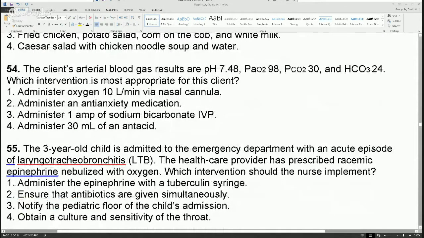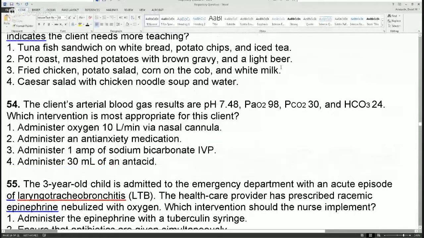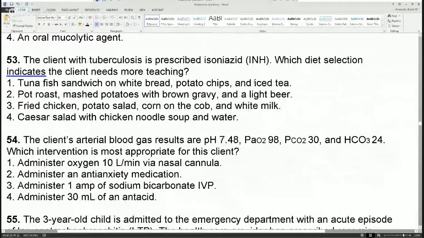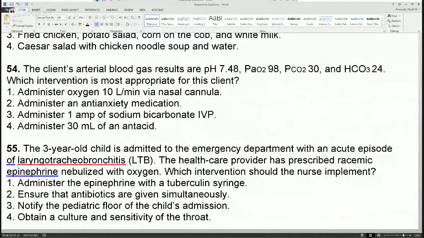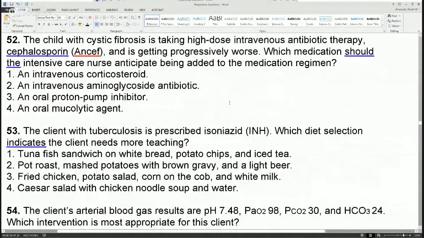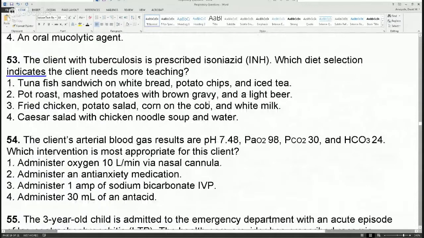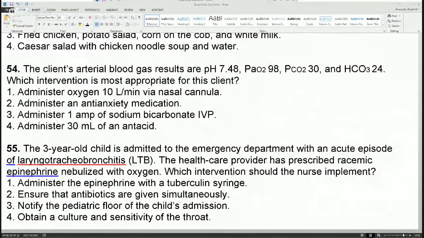Hey, Jeff, will you do me a quick favor? Yeah, buddy. Look up the, oh, never mind. It's an anti-tuberculin. Never mind. I don't know what you want me to look up. INH? Just look it up real quick, see if there's another method of action. No, that's it. Okay.